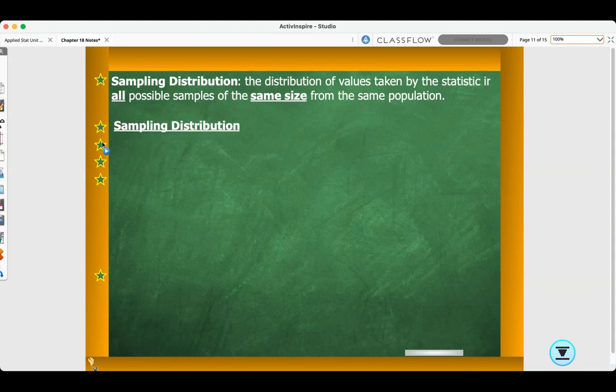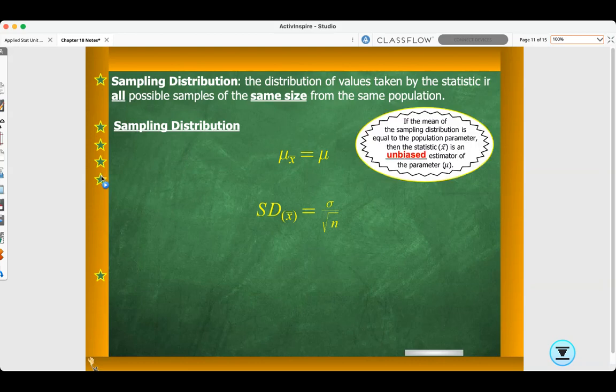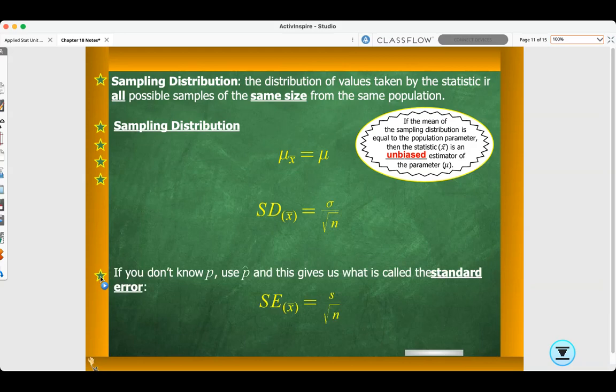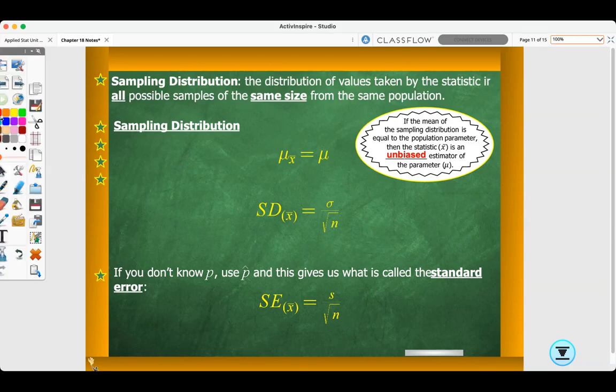Here, my sampling distribution would be mu of x bar, which equals mu, standard deviation of x bar, which is sigma over the square root of n. And if the mean of the sampling distribution is equal to the population parameter, then the statistic x bar is an unbiased estimator of the parameter. If you don't know sigma, then use s, and this gives us what we call the standard error. So the standard error of x bar is s over the square root of n.